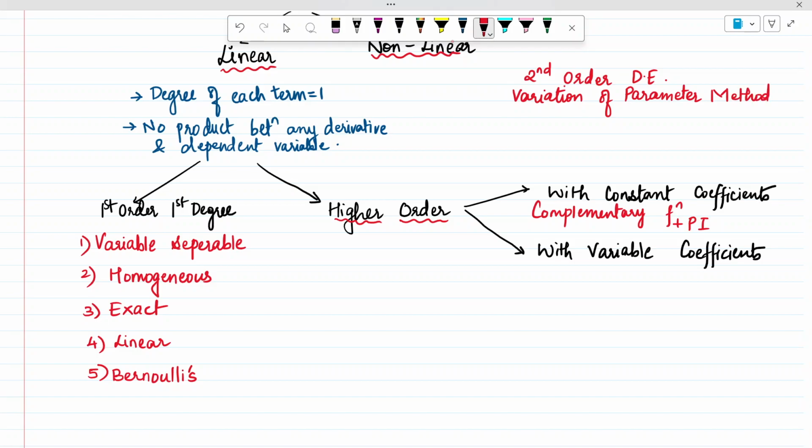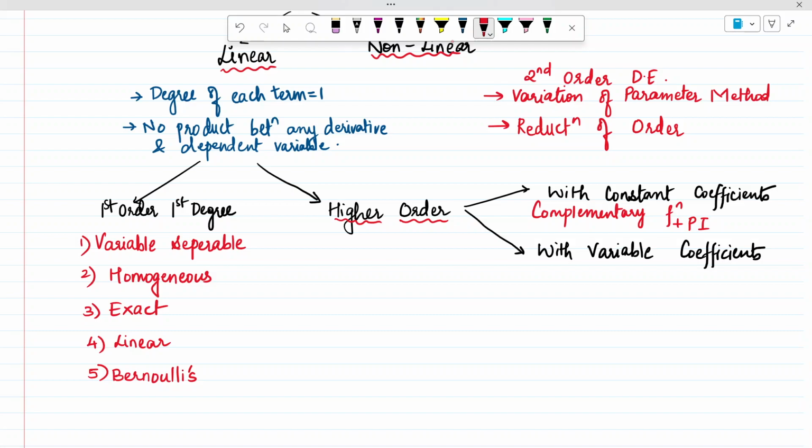Now your syllabus also has the reduction of order method. The reduction of order method. Now what is this reduction of order method and how do we apply it? And when to apply it, that we have to understand first. So what is the difference between the variation of parameter method and the reduction of order method? In the variation of parameter method, you will already have two solutions of the second order equation.